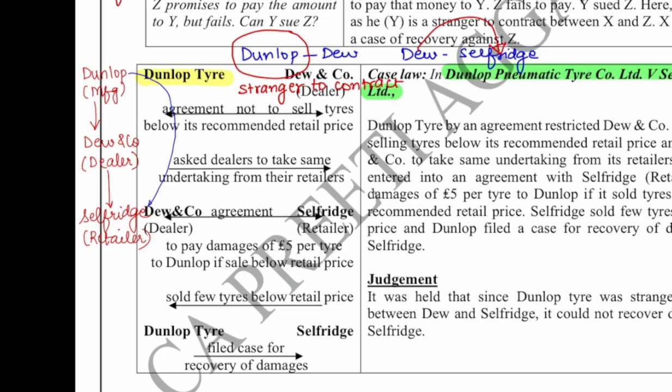So if Selfridge has sold a few tires at below the recommended retail price, Dunlop will not be able to file a case against Selfridge. Dew has a contract with Selfridge, so Dew will sue Selfridge.